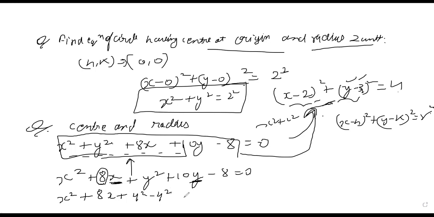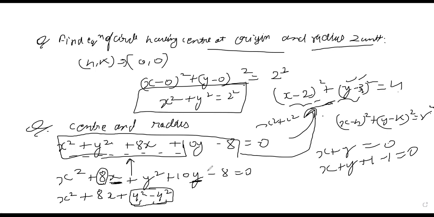See, if there is an equation like x plus y equals 0, and now I add plus 1 and minus 1, will it affect this equation? No. So what I did here, I just added plus 4 square and minus 4 square. So ultimately this is 0.